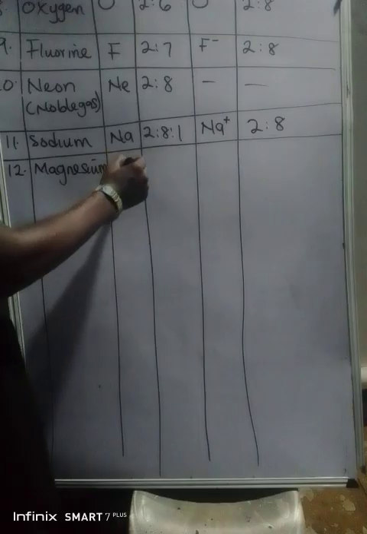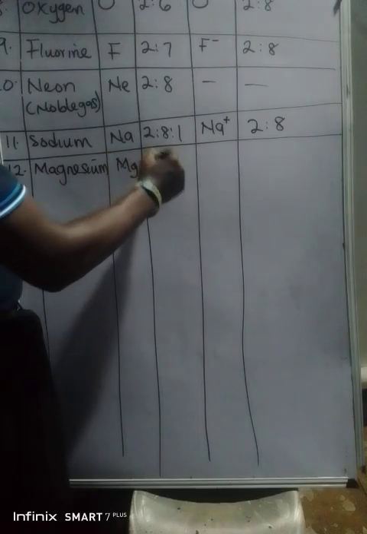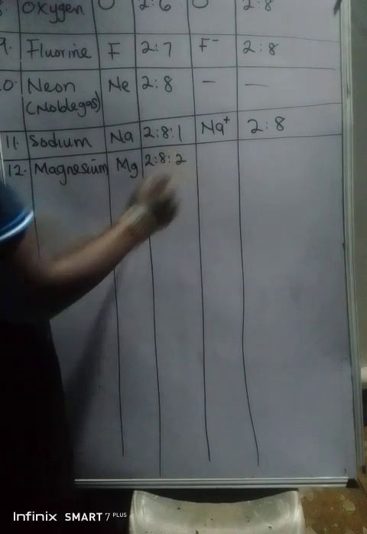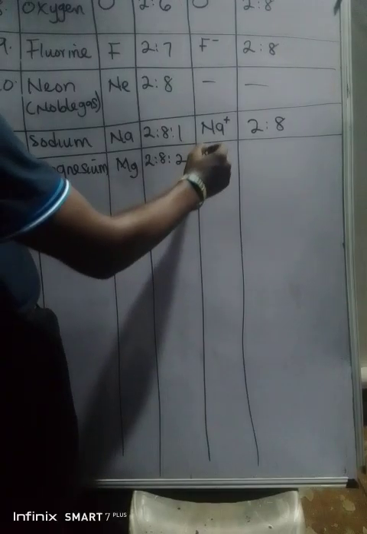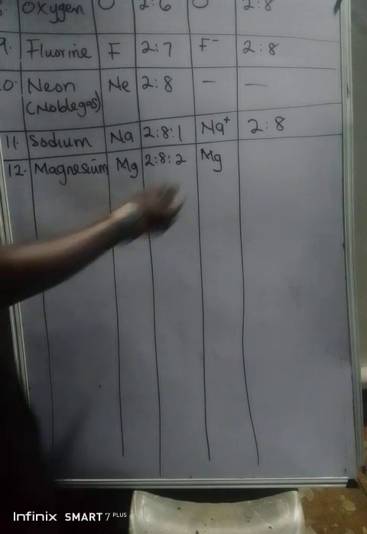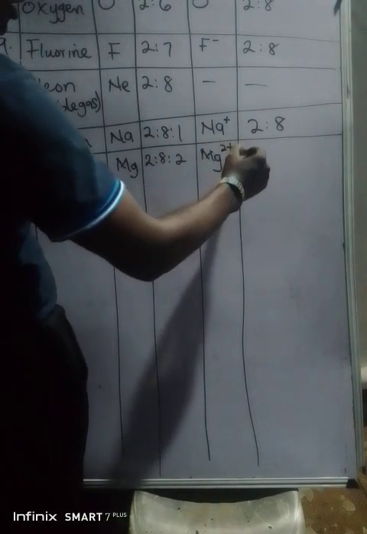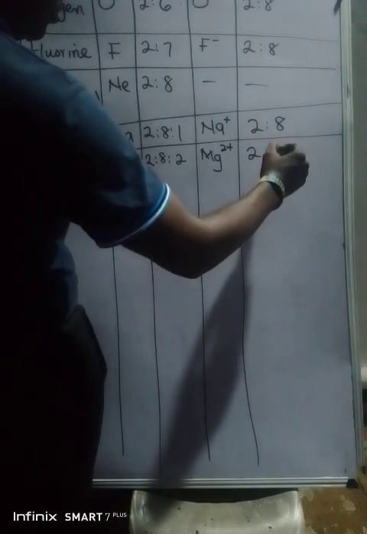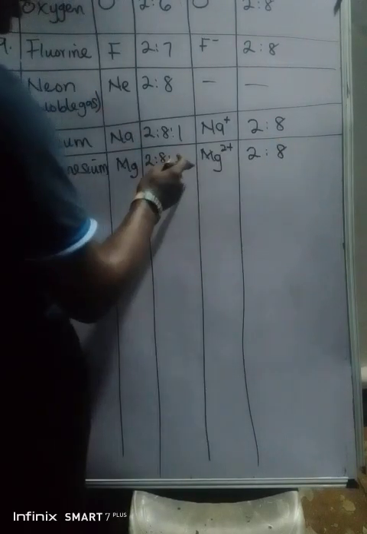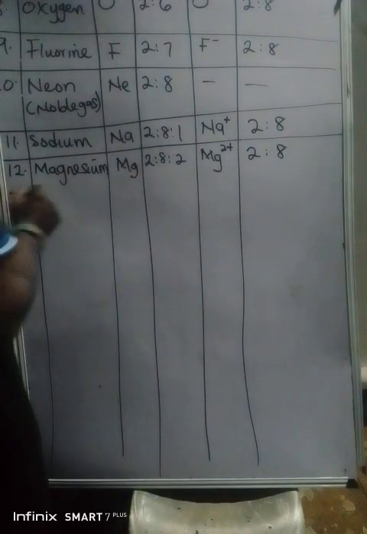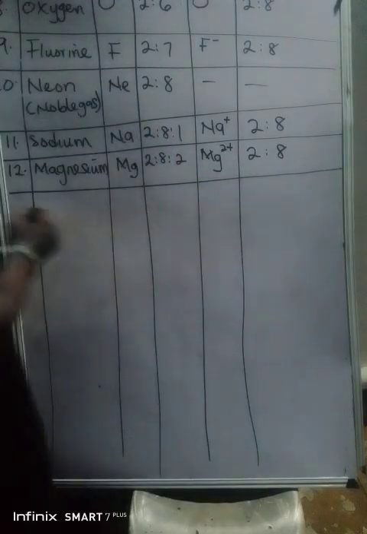Magnesium, Mg. Configuration is 2, 8, 2. So what is the symbol now going to be? Mg what? Mg minus? How can it be minus? Mg will be Mg 2 plus. Thank you. Which will now become 2, 8 after losing these 2.